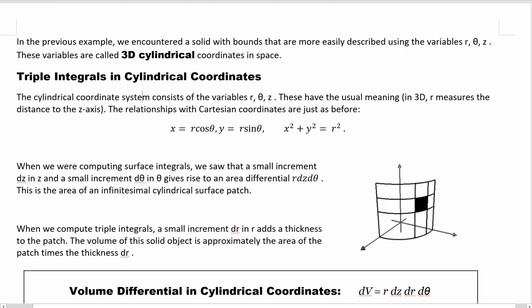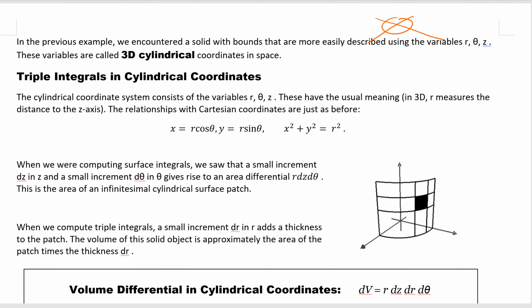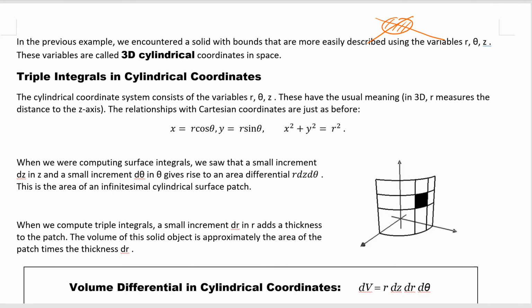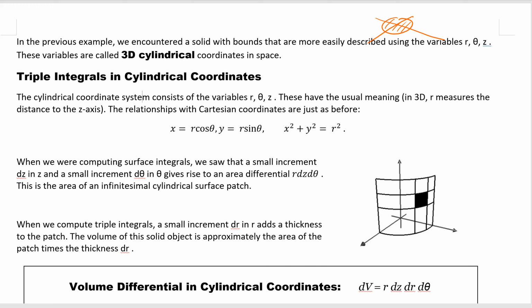Hi everyone! In the last video, we encountered solids with bounds that are more easily described using the variables r, theta, and z. This happens when our base region is like a circle. Then it's better to use the polar coordinates on the xy plane to describe it. Okay, so the variables r, theta, z are called 3D cylindrical coordinates in space.